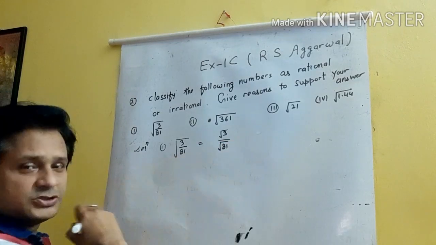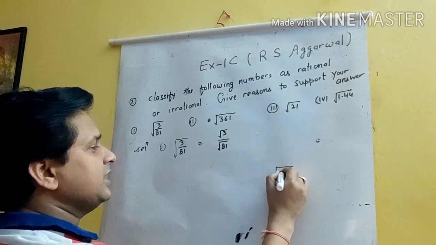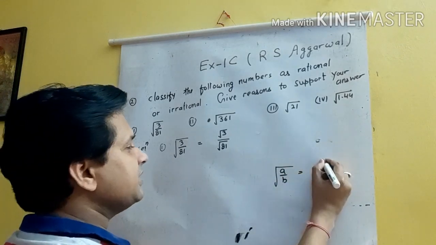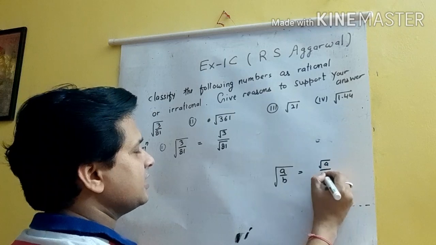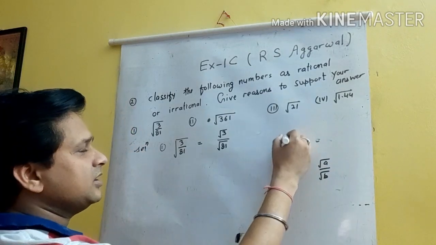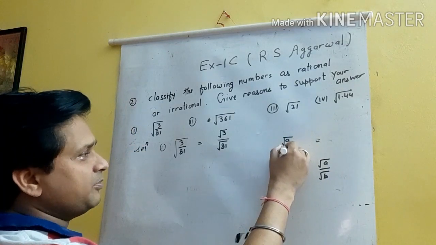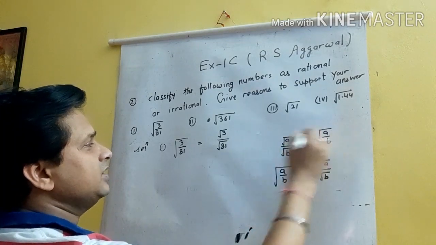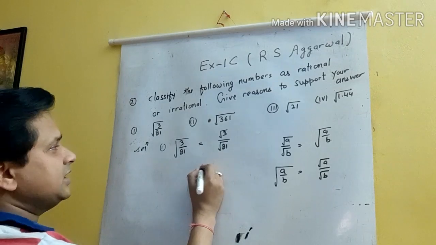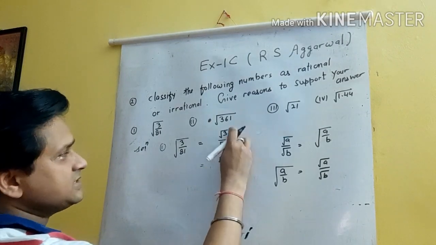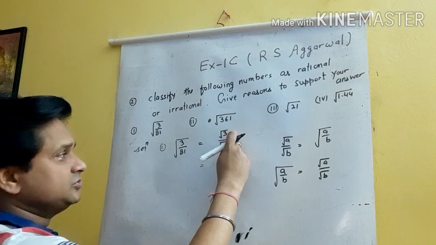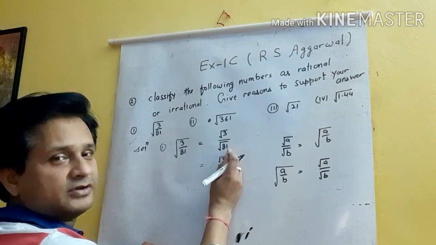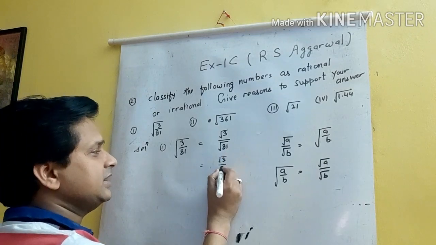as √3/√81? Because, as you know, if we have a/b under the root, I can separately write it as √a/√b. So I just did the same thing. After that you will see 3 is a non-perfect square number, so I can't find its square root, but I can find the square root of 81. So this is 9.